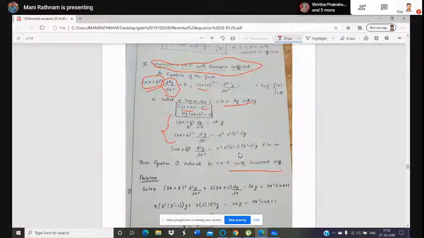ax plus b times dy by dx, the first derivative along with ax plus b, is nothing but a d dash of y. So ax plus b whole square d square y by dx square is nothing but a square d dash minus 1 of y. So these are the rules to convert into a constant differential equation that is reduced. So we can directly evaluate it with the help of these substitutions. It reduces to a constant differential equation.